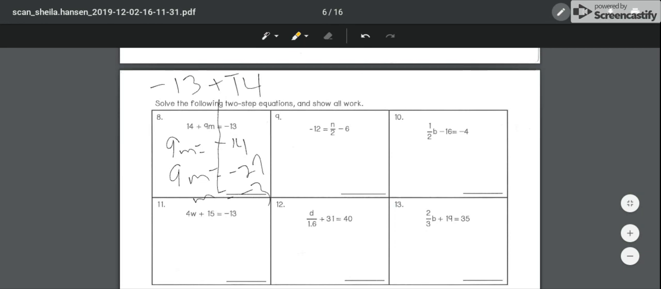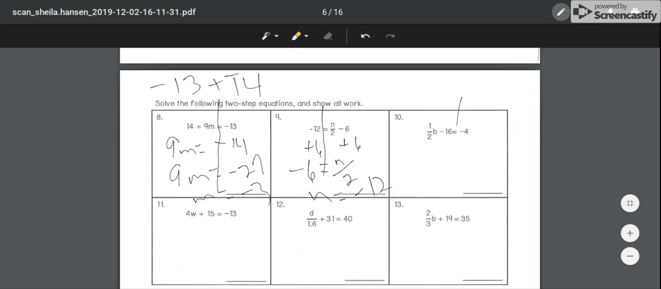All right, the next problem, I'm going to pause it and you do it and see what you get. So I ran out of room. So we have a negative 6 equals n over 2. This is divided by, so we're going to multiply by 2. So you should get n equals negative 12.